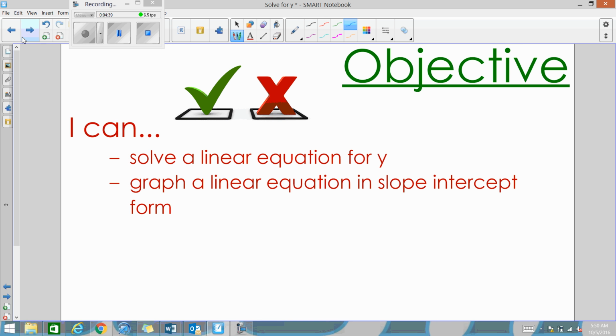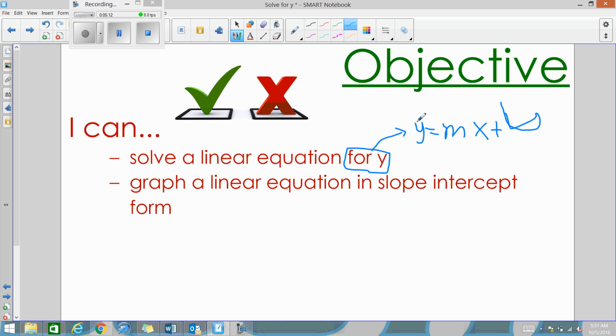Okay, so here we go. Today, what we're going to do is solve a linear equation for y. So we're going to solve for y. All right, so we want to go back and solve using y equals mx plus b form. That's the easiest way to graph and the prettiest way to graph. Your graphs are going to be perfect when you graph using y equals mx plus b form. So we want to solve for y because we want to make our equations y equals mx plus b.